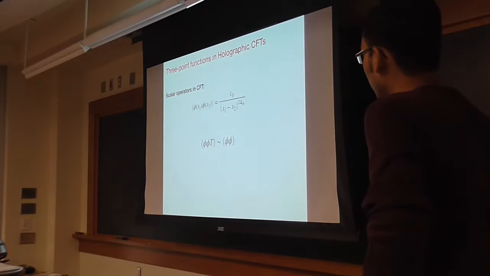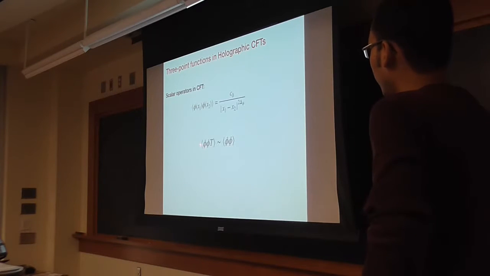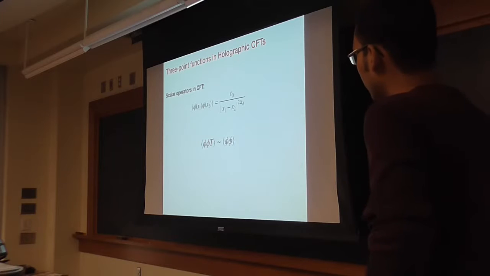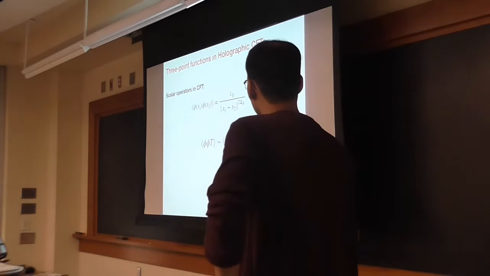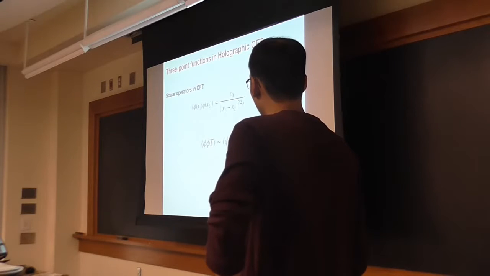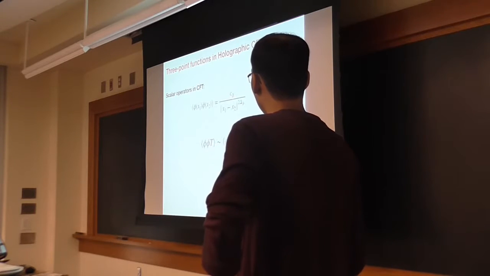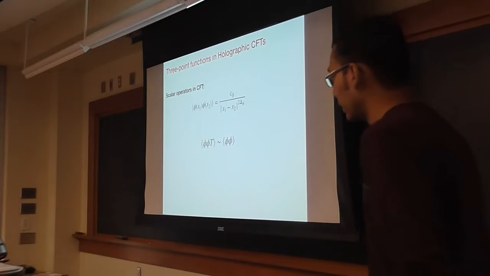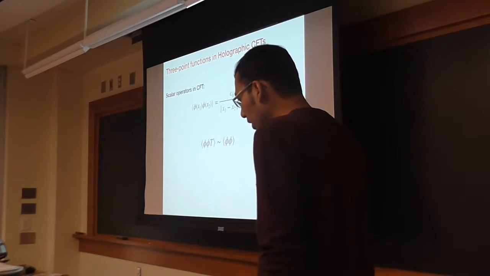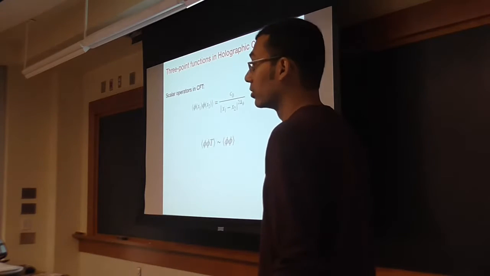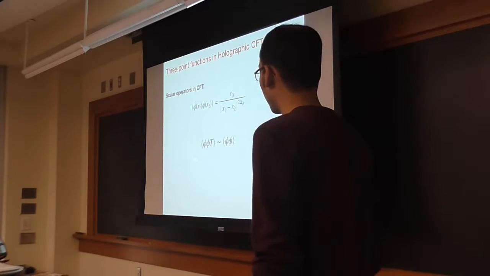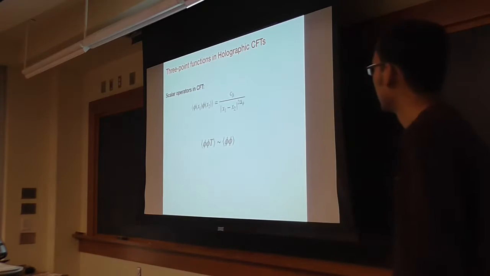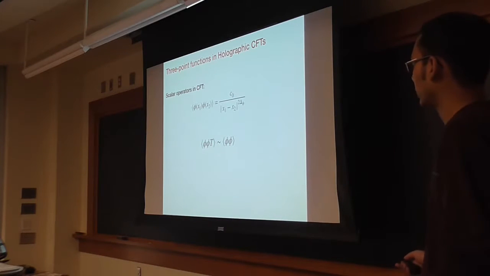But for a scalar operator, because of the Ward identity, the phi phi T three-point function, where T is the stress tensor, is completely fixed by the two-point function. So the OPE coefficient for this three-point function is completely determined by C0. That means if you tell me the two-point function, the three-point function doesn't have any new information. Obviously, for operators with spin, that's not true, because there are more than one OPE coefficients, so the three-point function is not fixed by the two-point function.